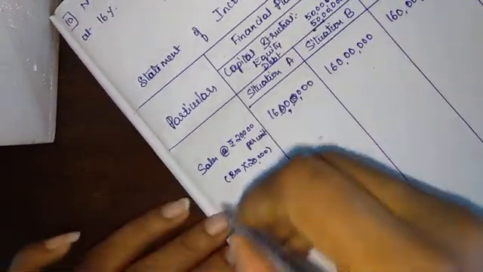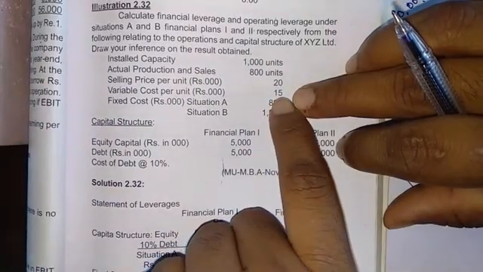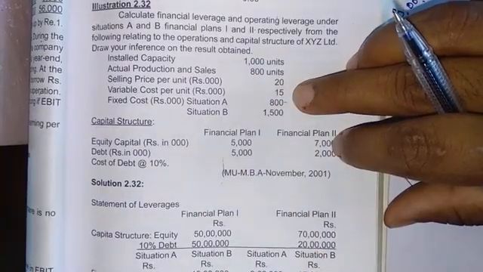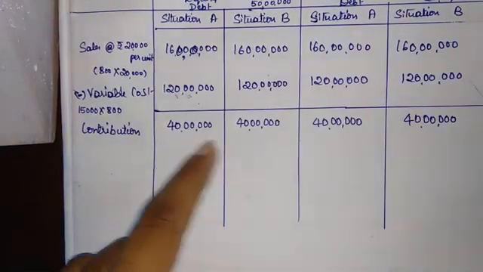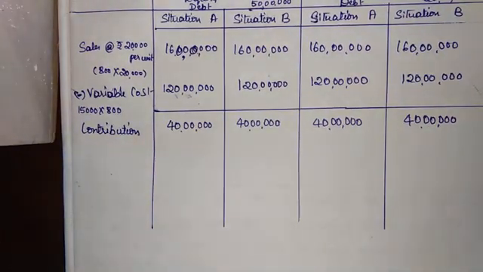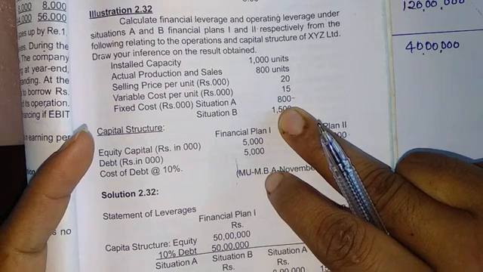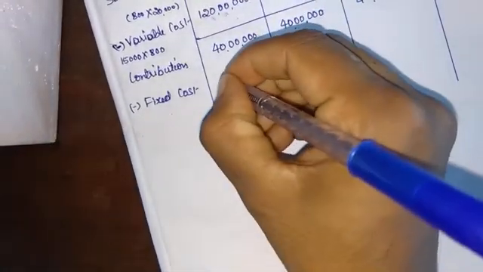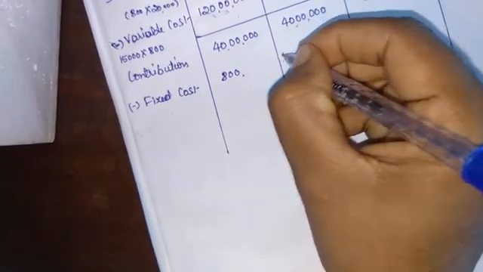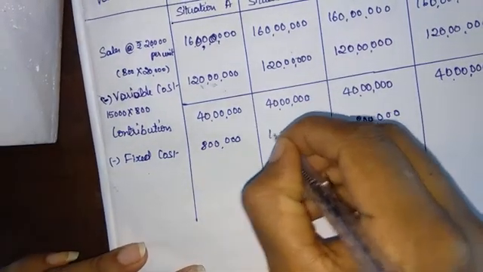Less variable cost. Variable cost is 15,000 per unit, 15,000 into 800, so it is 120 lakhs each. Contribution is 40 lakhs in each case. Less fixed cost: for situation A, fixed cost is 8 lakh, and for situation B, fixed cost is 15 lakh.